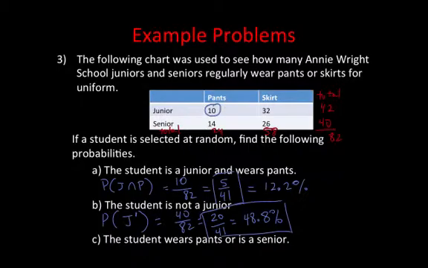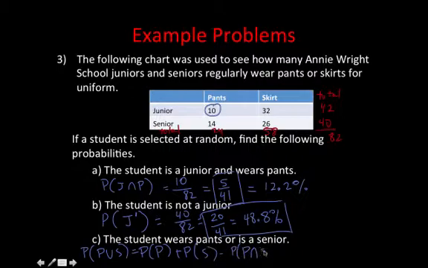Okay, so then for the last problem, I want to find the probability that a student wears pants or is a senior. So first of all, my question to you is, are these mutually exclusive events or not? Well, just looking at the table, we can see that there are in fact students that are seniors and wear pants, so they are not mutually exclusive events. Therefore, we need to use the formula where we take the probability that the student wears pants or is a senior. We'll take the probability the student wears pants plus the probability that the student is a senior minus the probability that the student wears pants and is a senior.